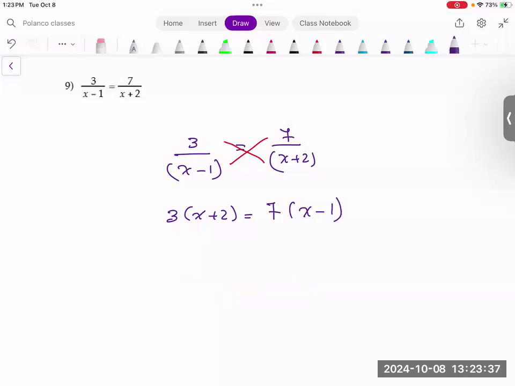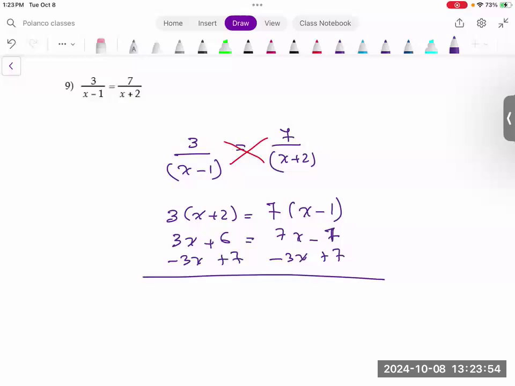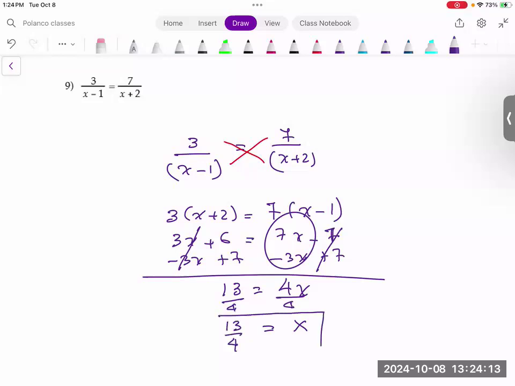All right, let me do it this way. 3x plus 6 equals 7x minus 7. I can take away the 3x, take away the 3x. And I can add the 7 here and add the 7 here, right? So if you do this, this gives you 13. And this together, you're going to give you 4x. And the 7 cancels out. So x divided by 4, divided by 4, you're going to get 13/4. Just leave it 13/4. It's fine.